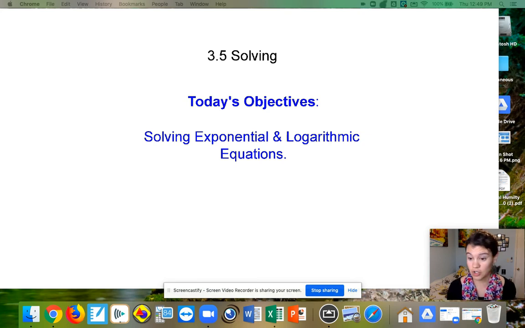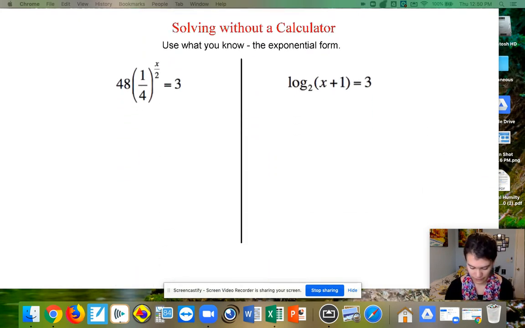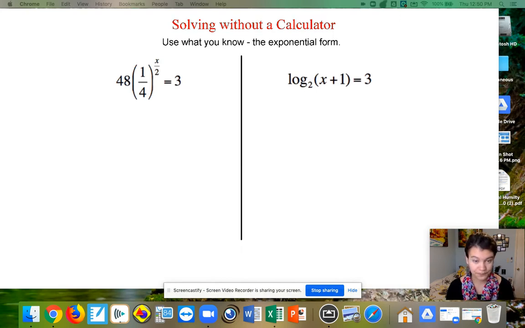So today we're going to do the last notes for trimester 1. We're talking about solving logarithmic equations and exponential equations. So solving without a calculator, we're going to use what we know already. So we know exponential form.